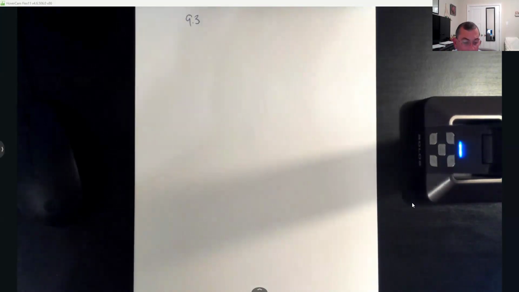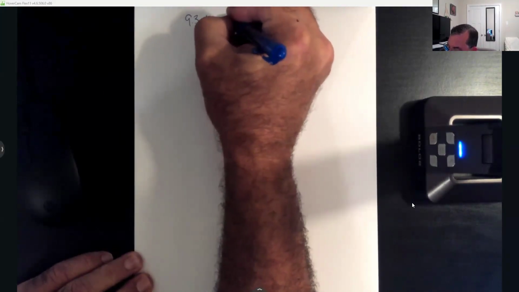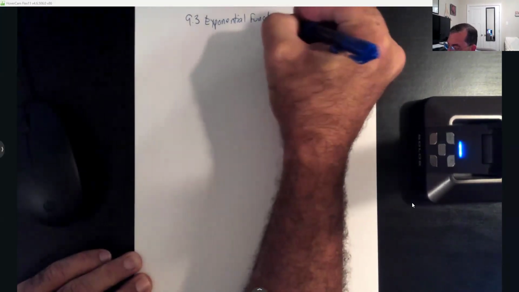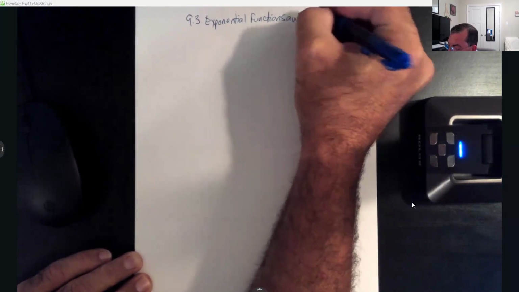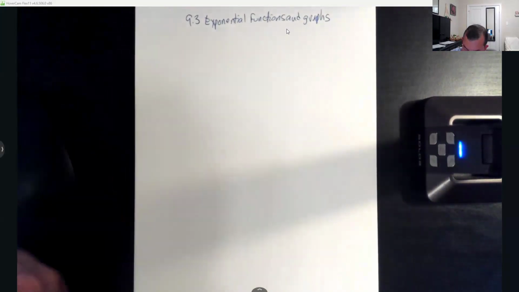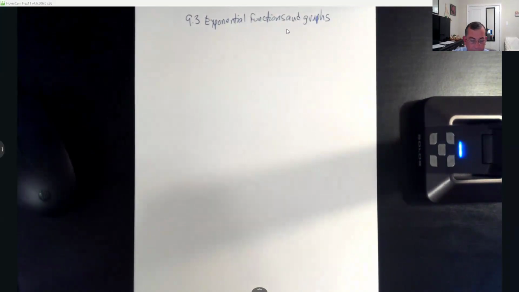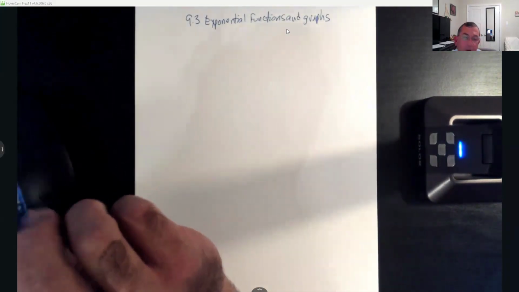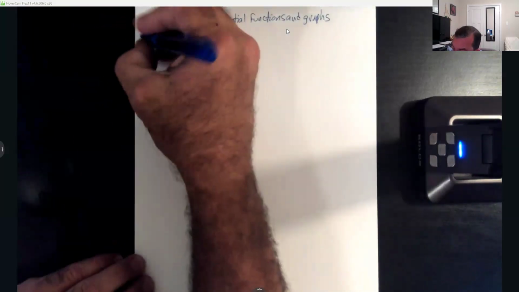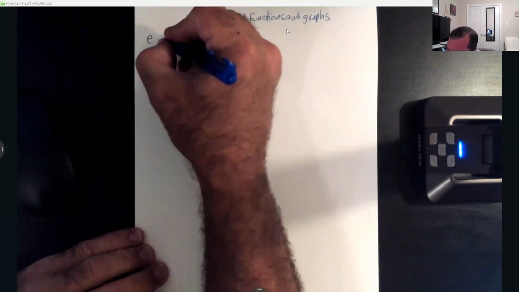Alrighty, also 9.3 deals with exponential functions and graphs. All right, y'all. So they start out introducing you to another constant, sort of like pi. So this constant looks like a little e, and they call this Euler's number.